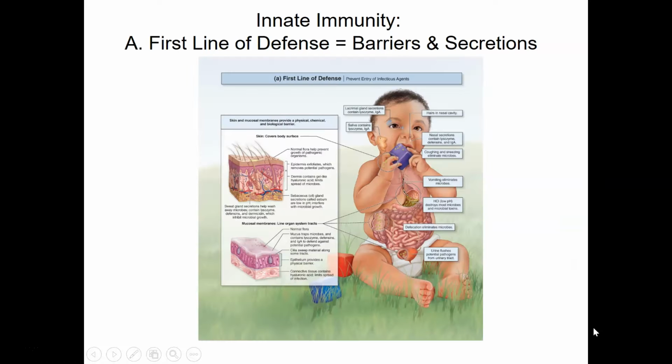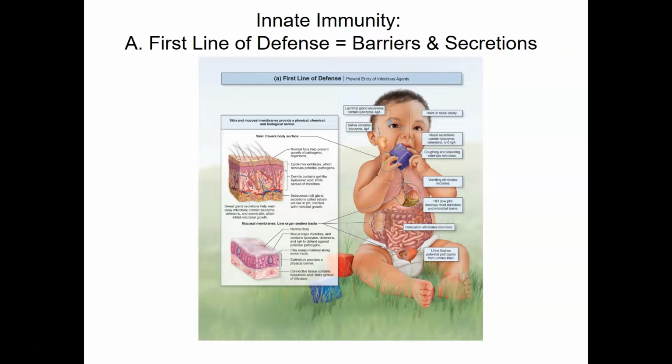This slide is from the textbook and shows the first line of defense, showing the barriers, skin and mucosal membranes. Remember that the mucosal membranes are lining passageways such as the respiratory tract, digestive tract, and urinary and reproductive tracts. There are all kinds of secretions from these. It's not just the barrier that's important, but secretions that are also protective and provide defense.